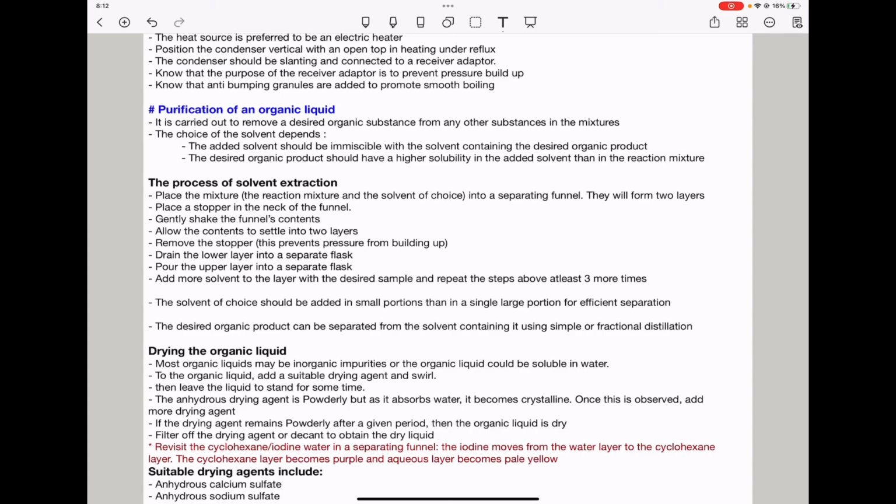Add more solvent to the layer with the desired sample and repeat these steps at least 3 more times to ensure that the sample has been completely purified. One more thing to understand, the solvent of choice should be added in small portions rather than in a single large portion. This will allow for efficient separation. Also, the desired organic product can be separated from the solvent containing it using simple or fractional distillation.